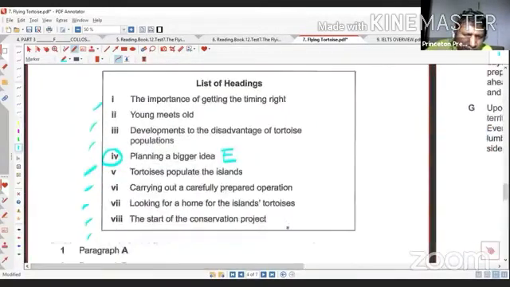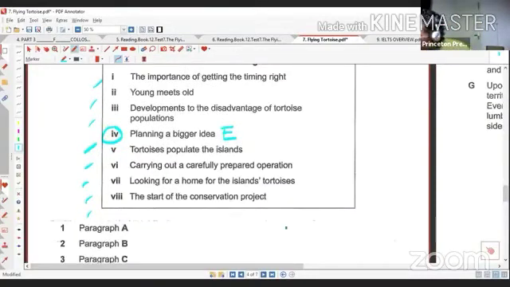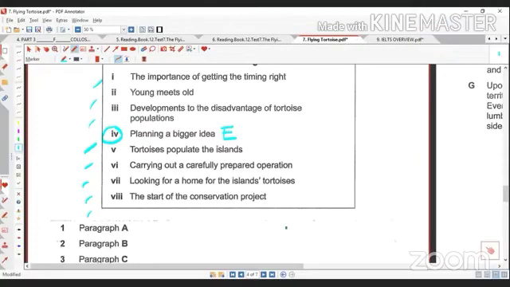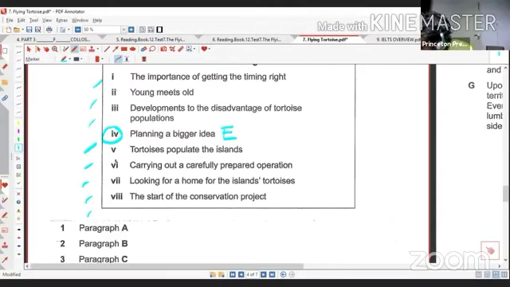Which one could be the heading? Who can tell me which one could be the heading for this one? It's carrying out a carefully prepared operation. Okay. Number 6. Number 6. Today's one is relatively easy, huh? But the way you are going to do it is important.